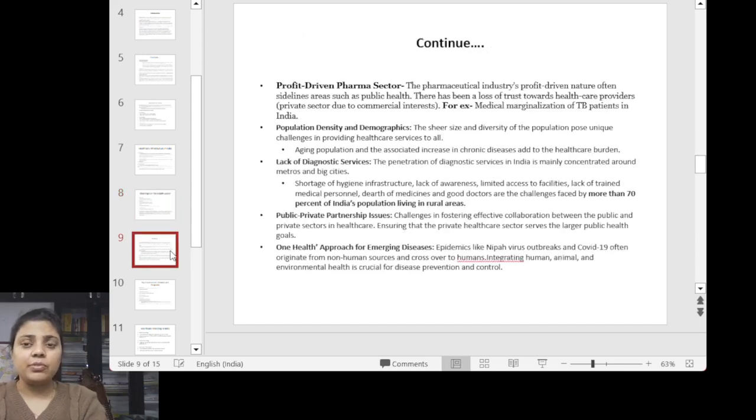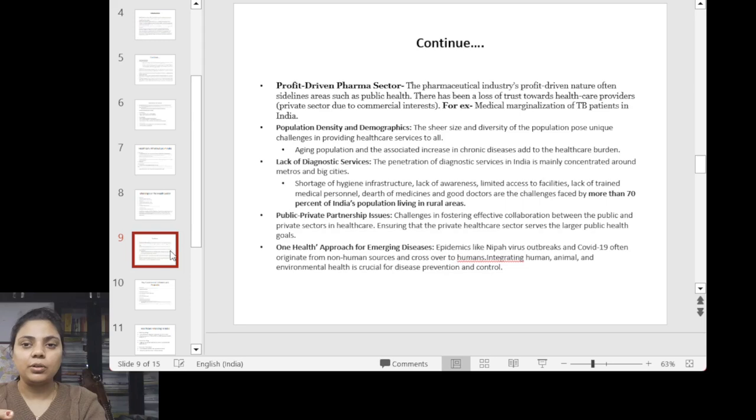Apart from that, the profit driven pharma sector. Yes, it's very true, the private sector is profit driven. You can experience it if you visit any private hospital: the doctor's fee would never be less than 1000 rupees. So that is something which is the profit driven pharma sector.